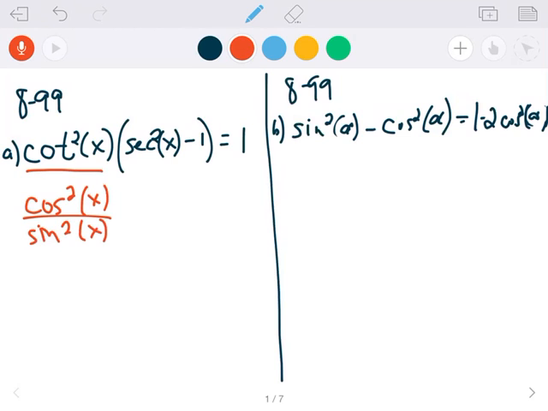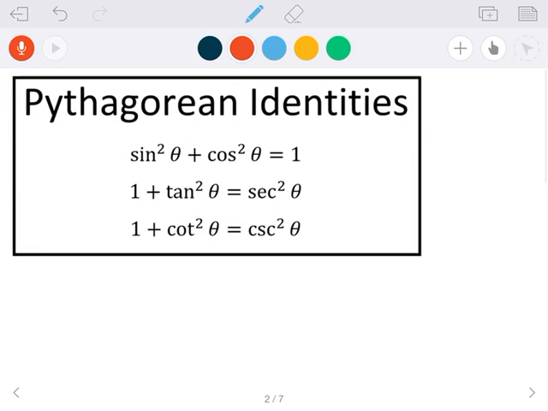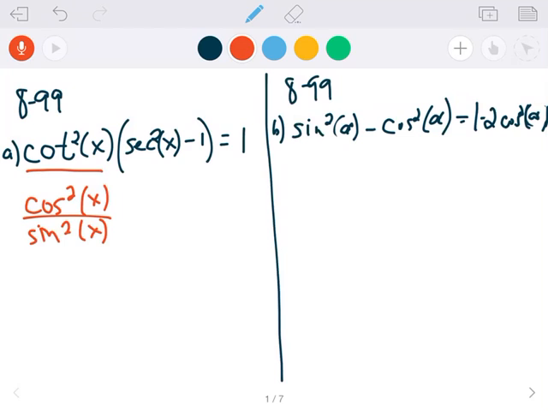And then the secant squared x minus 1 is actually related to Pythagorean identities. So when we have secant squared, if we wanted to solve that for tangent squared, we would subtract 1 from both sides, right? So we see that secant squared minus 1 is equal to tangent squared. So using the Pythagorean identity, we can rewrite this as tangent squared.